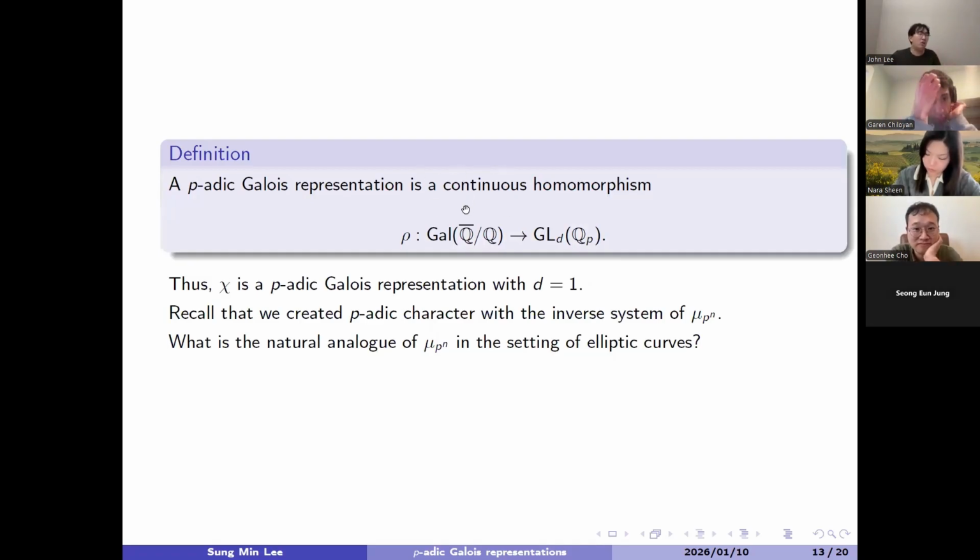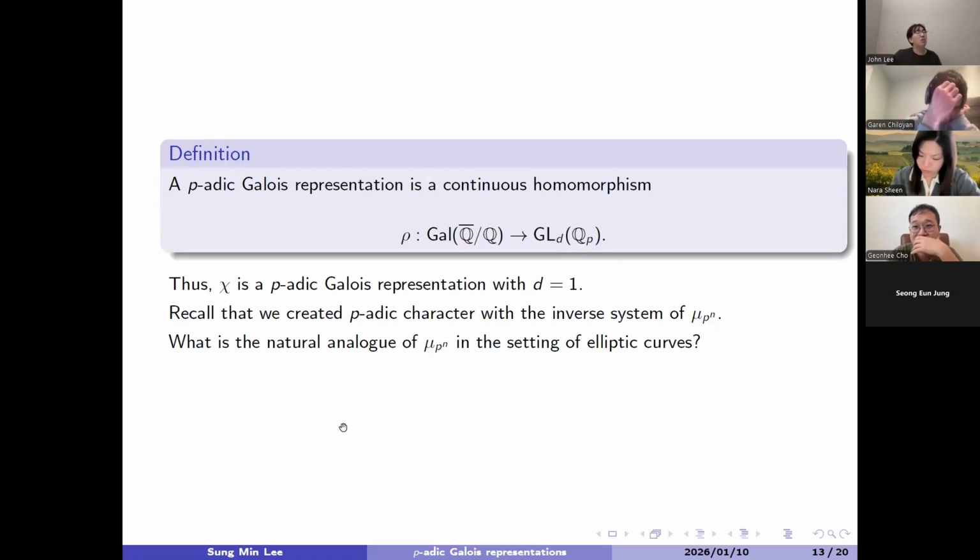continuous means every preimage of an open subset should be an open subset. That somehow underlies the idea that for each of these sets, you can define the topology. Yes, you can define the topology, and you can talk about open sets and closed sets, which is quite an interesting topic, but I don't want to delve into too much detail about that. So you can just think of it as, oh, you can define a topology on each of those, and we want them to be continuous. So chi is a p-adic Galois representation with d equal to 1, not necessarily needing to sit in Q_p, but simply in Z_p.